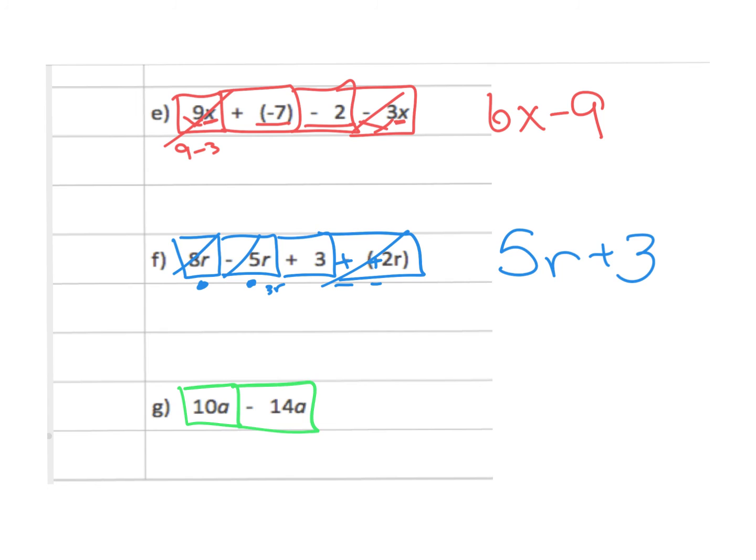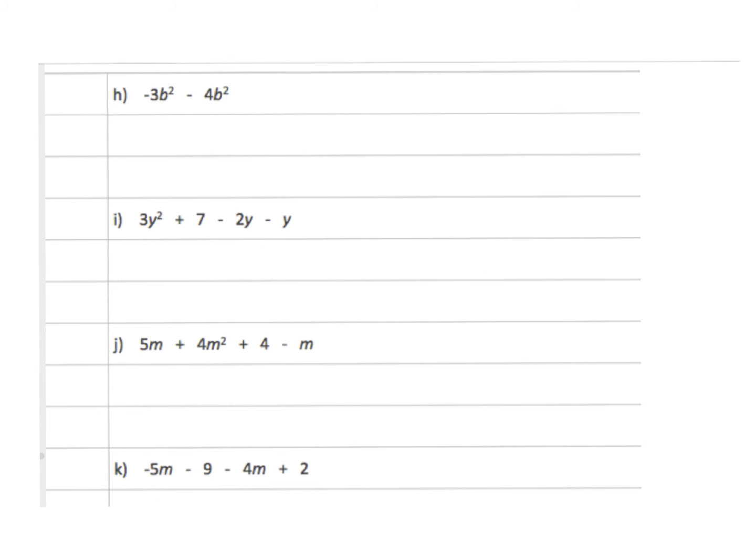Boxes, we may not need it by now, but we're still going to do it. They both have a's, so what's 10 minus 14? That gives me a negative 4a. Okay, we're going to add the squareds in there now. So pause the video, write these 4 down.